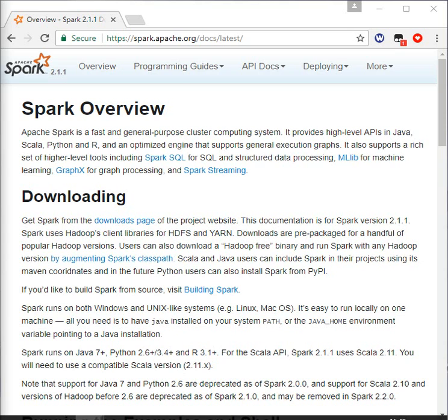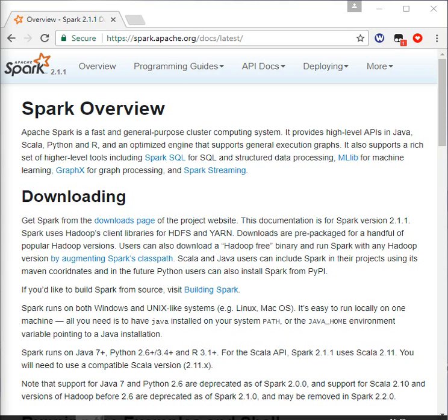Okay, today we will discuss what is Spark, what are the components, and what are the tools included in Spark, like Spark SQL, MLlib, Spark Streaming, GraphX and all. Okay, before talking about all these tools, let's start with what Spark actually is.